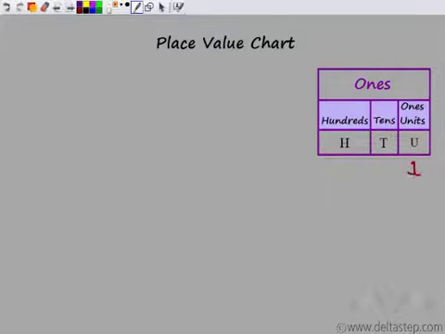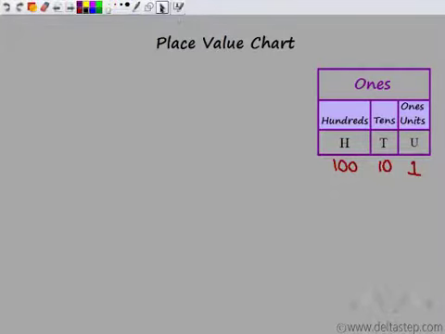Tens, which is represented by the capital letter T, shows the number of tens. Hundreds, which is represented by capital letter H, shows the number of hundreds. So you see that as you move towards your left, each column is 10 times the previous column. So this is 10 times 1. This is 10 times 10, which is 100. So the column multiplier is 10 times the previous column, and hence we call this the base 10 number system.